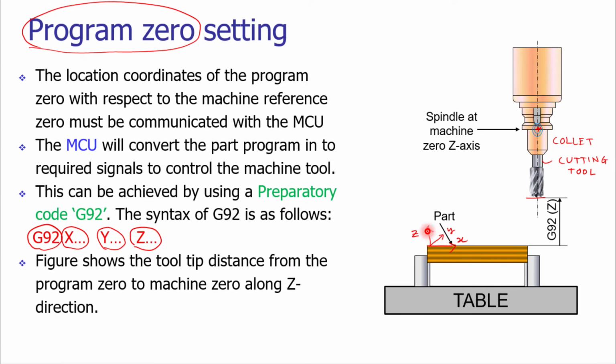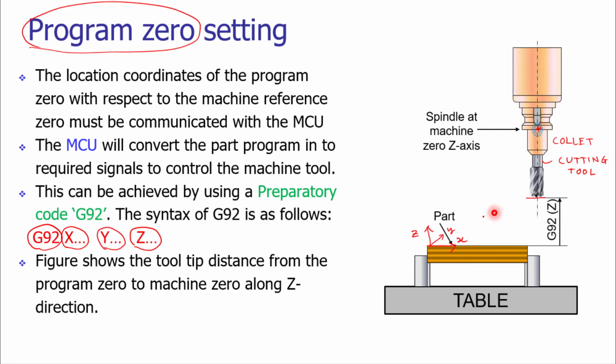The part 0 is here and the machine 0 is here. We have to coincide them. We have to take them together. We can't take them together because we have the cutting tool. So what we are doing here, we are trying to touch the cutting tool on the top surface at the program 0. We are taking the cutting tool to the program 0.